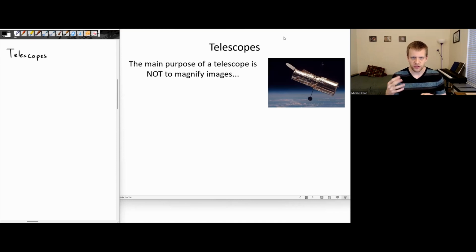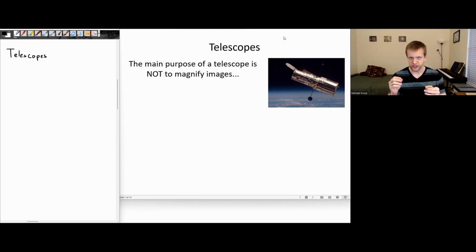So when you think about a telescope, very often people think of, oh, I'm going to zoom in on something in the sky. But in general, the main purpose of a telescope is not to magnify images. Usually, telescopes will have a certain amount of magnification, but that's not usually the key goal.